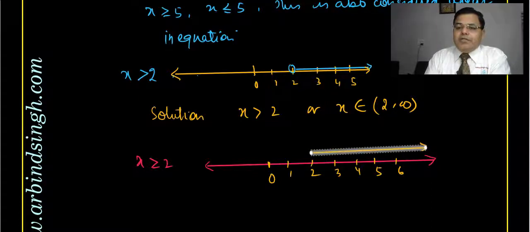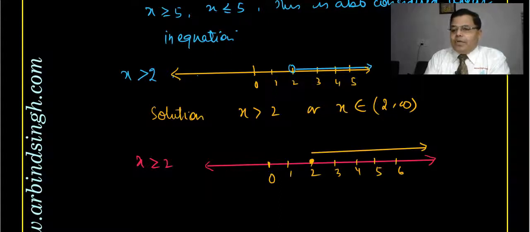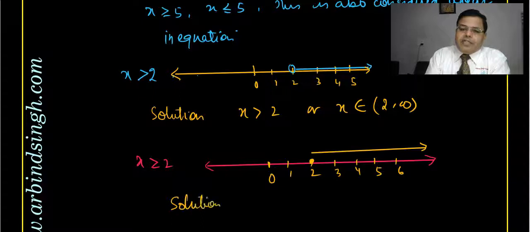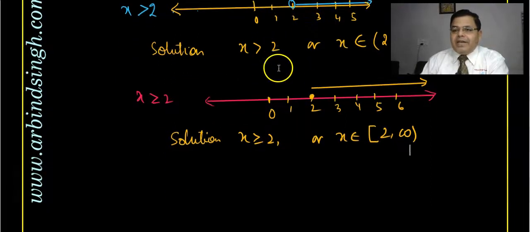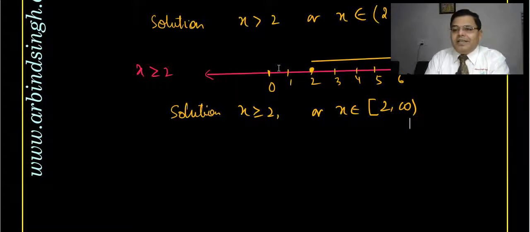Here a hollow bubble is used; if 2 is included, you can use a dark bubble. It means 2 is included and any number greater than 2 will be part of this solution. So the solution can be written as x is greater than 2 or x belongs to 2 to infinity. Two different types of bracket are being used, and what is the meaning of these brackets? Let me explain this first, then thereafter we will discuss something more about it.